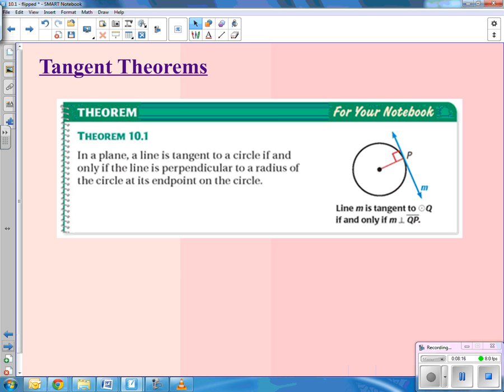So we have two theorems in this section. Pause the video and take a minute to copy them down. For this first one, theorem 10.1, if you have a line that's tangent to a circle, it's going to be perpendicular to the radius of the circle at its endpoint. So in the diagram, we see line M, which is in blue, is perpendicular to the radius that meets at the point of tangency, point P. And that will always be true. Tangent lines have to end up perpendicular to the radius when they're drawn to that point of tangency.